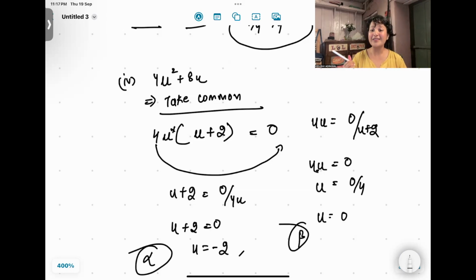What is A? What is B? What is C in this case? A is 4, B is 8, and C is 0 because we don't have a constant. Now, root questions.